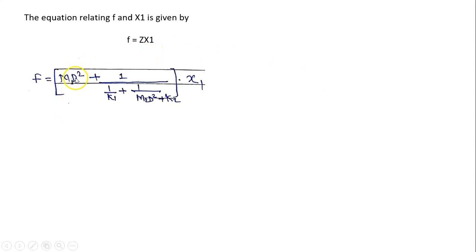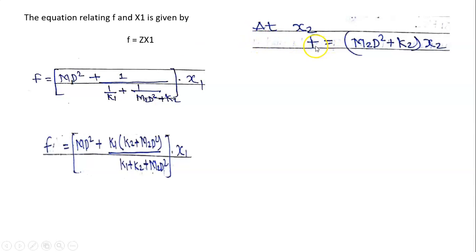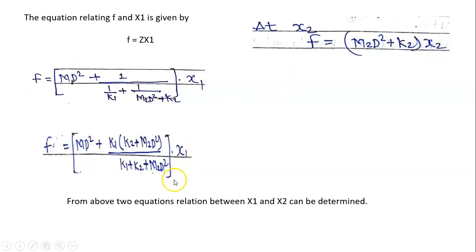Therefore, the equation relating f and x1 is given by f is equal to z x1. So f is equal to m1D square plus 1 divided by (1 upon k1 plus 1 divided by m2D square plus k2) into x1. By simplification, we can obtain this equation. Similarly, at x2, the equation between f and x2 is f is equal to m2D square plus k2 into x2, because at the x2 coordinate only two elements are there, mass m2 and spring k2, and they are in series. From the above two equations, the relation between x1 and x2 can be determined.